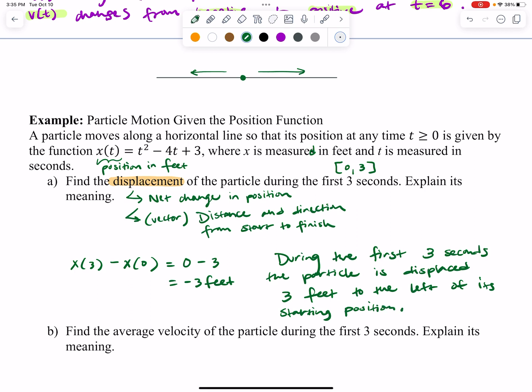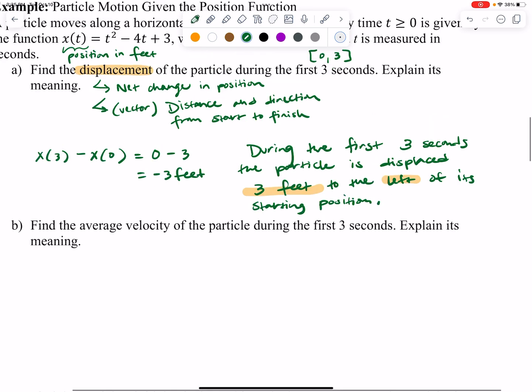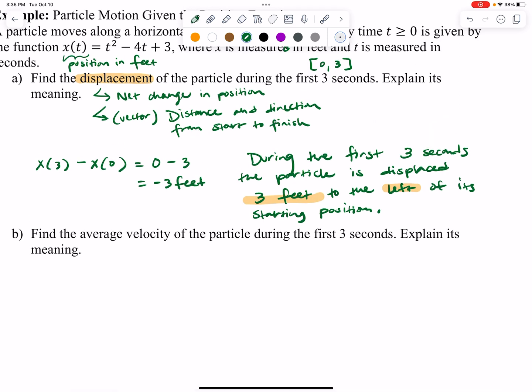Okay, so we have given a magnitude as well as a direction to describe the displacement. Okay, find the average velocity of the particle during the first 3 seconds. You guys know how to calculate average velocity. So average velocity, think slope formula.